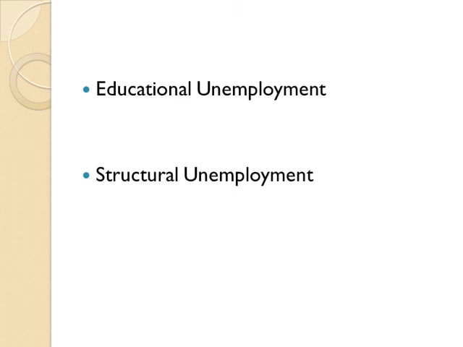Structural unemployment. Structural unemployment we have discussed in macroeconomics also. It occurs due to the structural changes in the economy. Structural changes are broadly of two types: changes in technology, as a result of which old technologies are no longer needed, and workers are rendered unemployed; change in the pattern of demand, because of which certain industries are closed down and workers are thrown out.